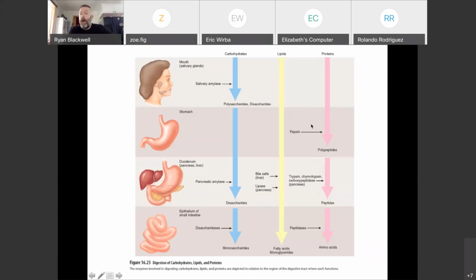Otherwise, with those added, this is a really nice summary of the main digestive products associated with digestion, the products they digest, and where that digestion occurs. Cool. Okay. Thanks. You're welcome.